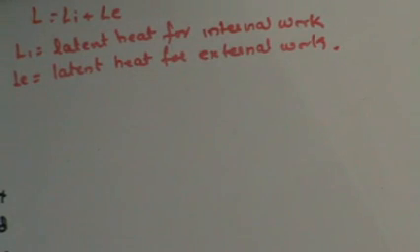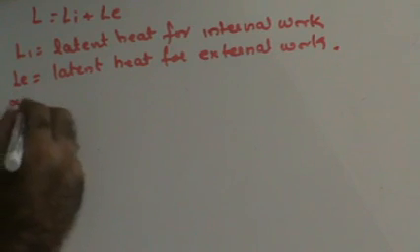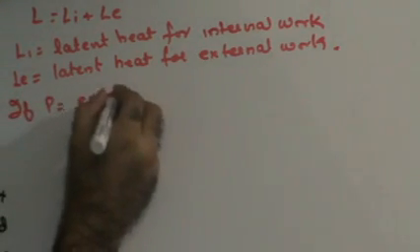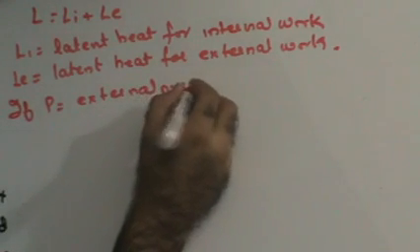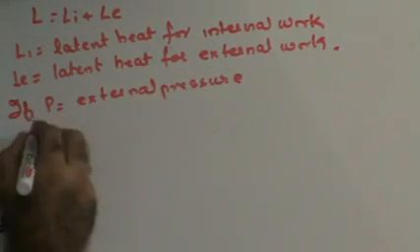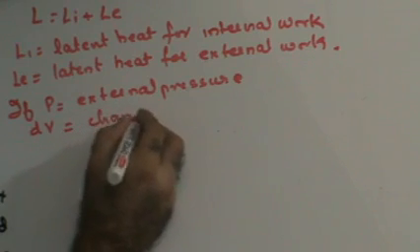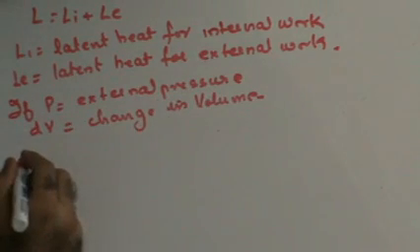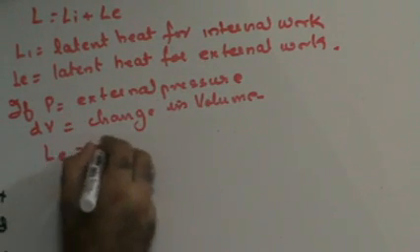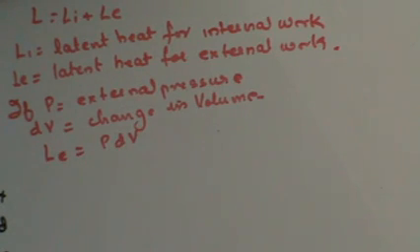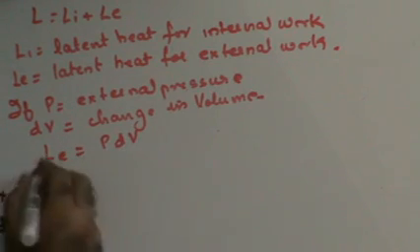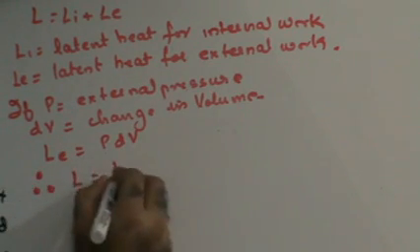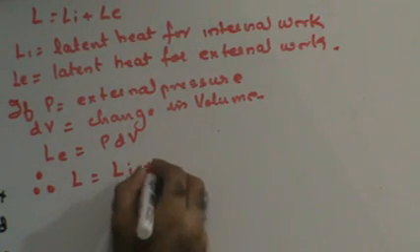Right? Now, if P is the external pressure and dV is the change in volume, in that case I can therefore say that external latent heat is P dV. External latent heat is nothing but pressure into change in volume. Thus I can therefore say that latent heat is internal latent heat plus P dV.